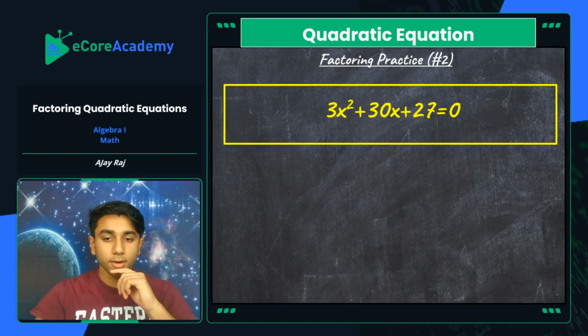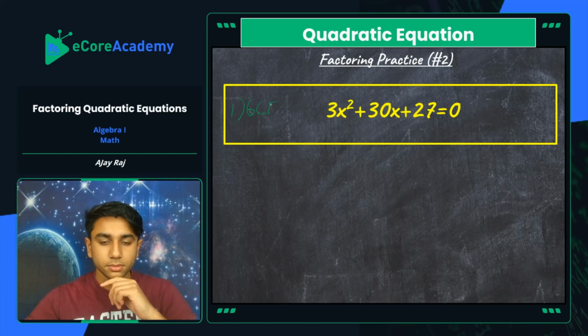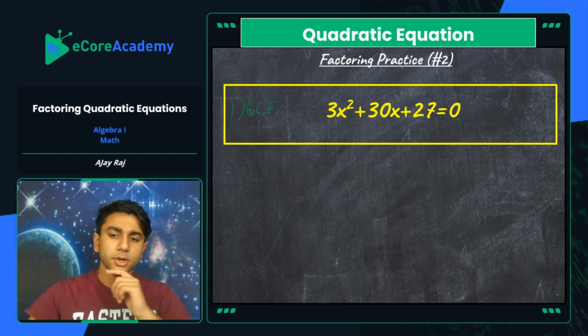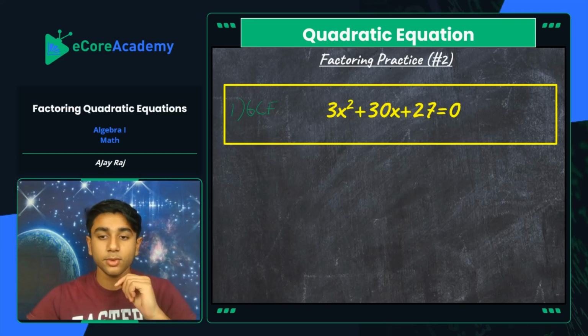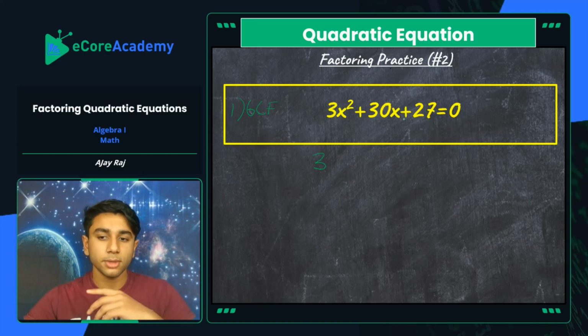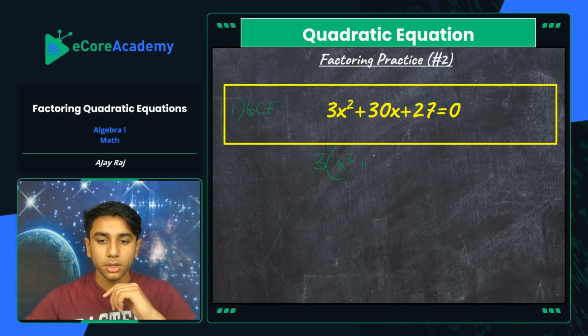So let's start off by doing our first step, which is the greatest common factor. Now, automatically when I see here 3x squared, 30x, and 27, I'm looking at 3 because that's our smallest value, and 3 actually goes in evenly to each one of those values. So I'm going to factor out that 3 here. It's not a 3x or a 3x squared because 27 here has no x value, so it's just the integer 3. So that's 3 times x squared plus 10x plus 9, and this is true through our distributive property.